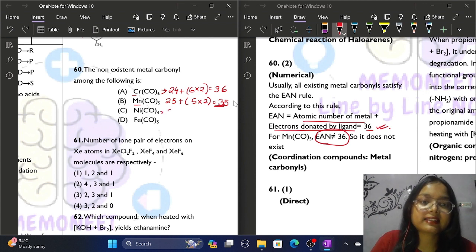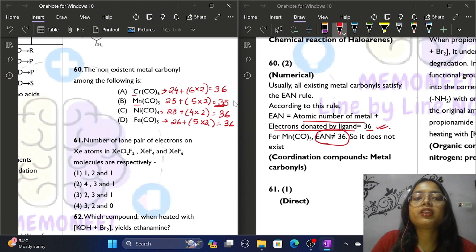The nickel has the atomic number of 28 and 4 of the carbonyl group, so it will be 36. The iron has the atomic number of 26 and it has 5 of the carbonyl group, so it will also be 36. So according to this, Mn is the correct option because it does not exist. It has 35 according to the EAN rule.